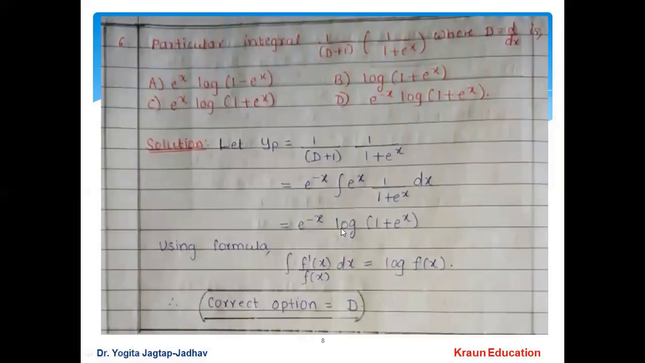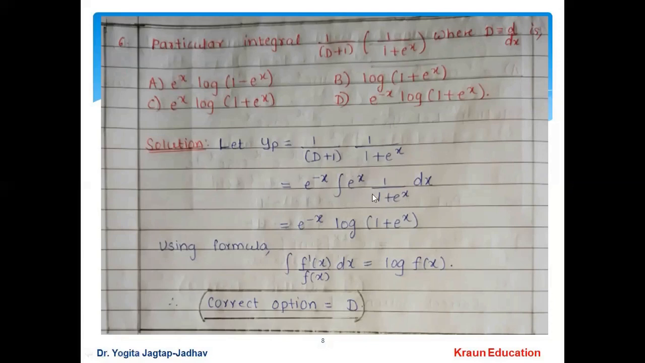Now, similarly, we have this sixth example using the general method. We have to find a particular integral of 1 upon D plus 1 operating on 1 upon 1 plus e raised to x. These 4 options are provided. By definition of particular integral, we have yp equal to 1 upon D plus 1 operating on 1 upon 1 plus e raised to x. Now, using the general method formula, we can write it as e raised to minus x integration of e raised to plus x into 1 upon 1 plus e raised to x dx.